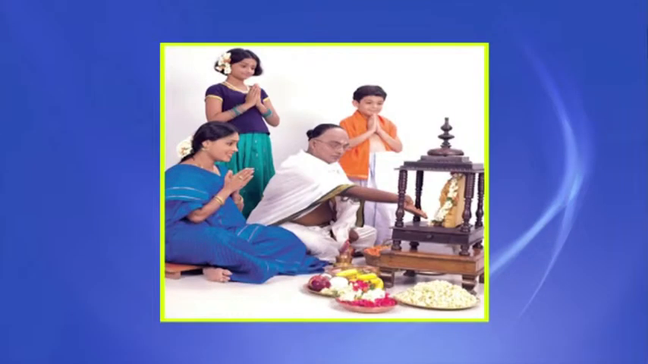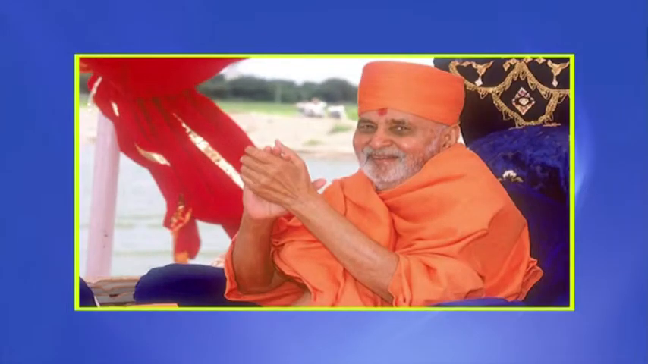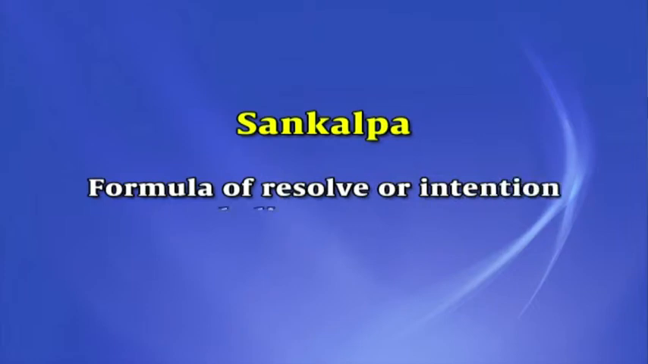For example, worship of family deity, performance of shraddh of ancestors, propagation of dharma, shelter of sadhus, saints, etc. Fifth essential is dedication must be complete. Complete dedication of the property is essential for the creation of an endowment. It consists of two elements: sankalp, formula of resolve or intention to dedicate property, and utsarg, renunciation.